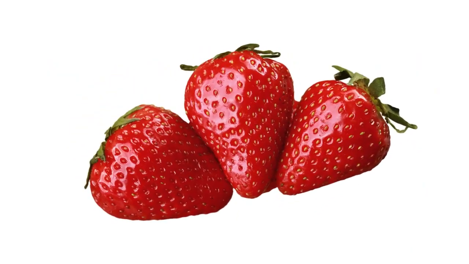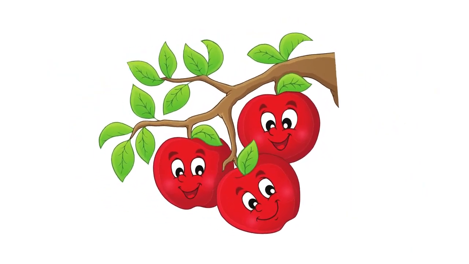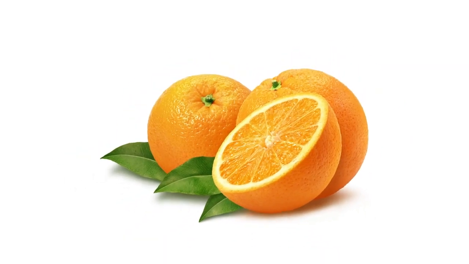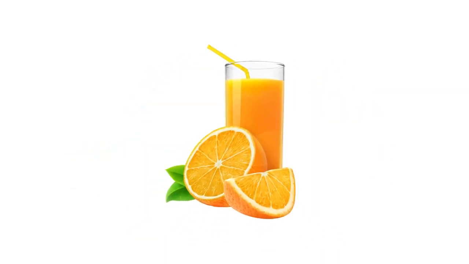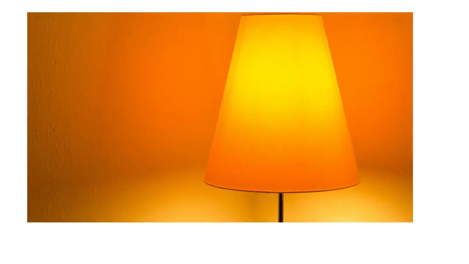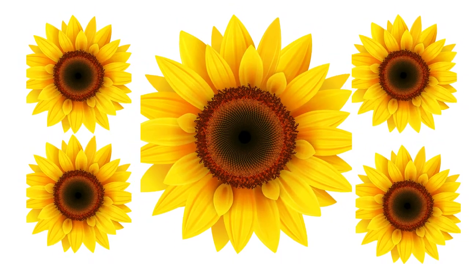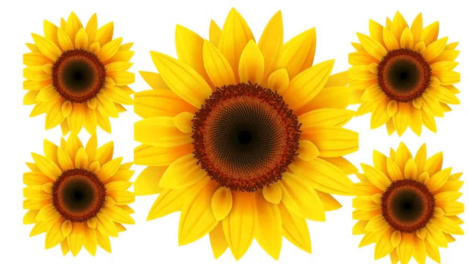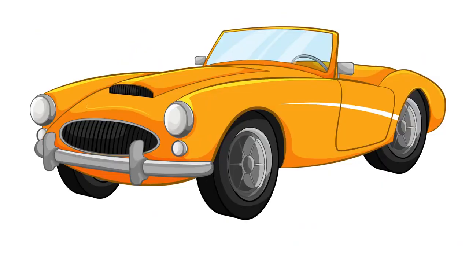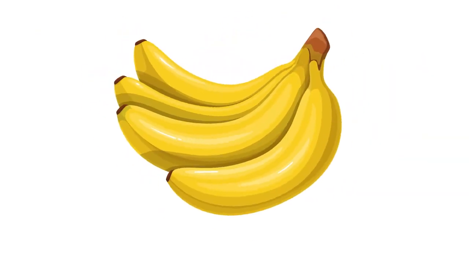Red strawberries, red apples on the trees, red hearts and poppies. We love the color red. Orange, oranges, orange juice and pumpkins, orange lamp and mandarins. We love the color orange. Yellow sunflowers, yellow sun and yellow cars, yellow birds and bananas. We love the color yellow.